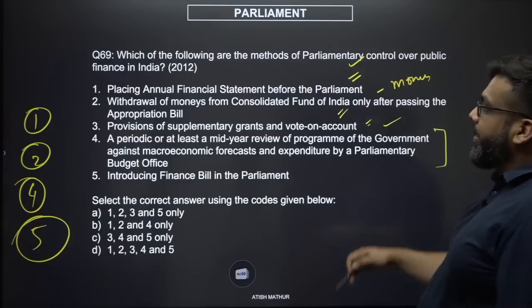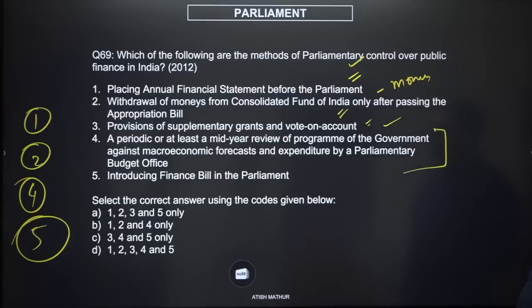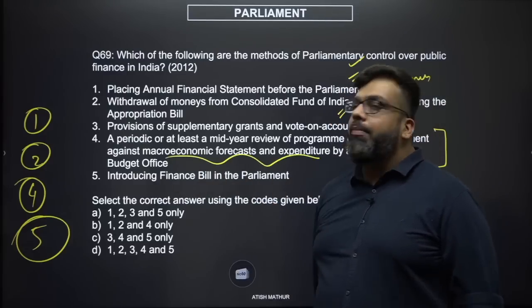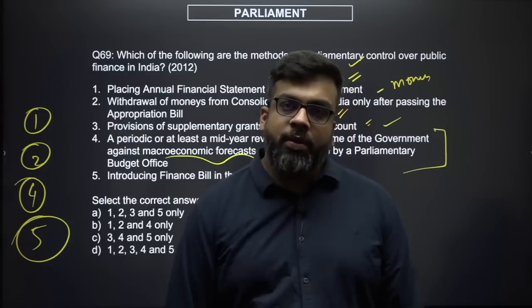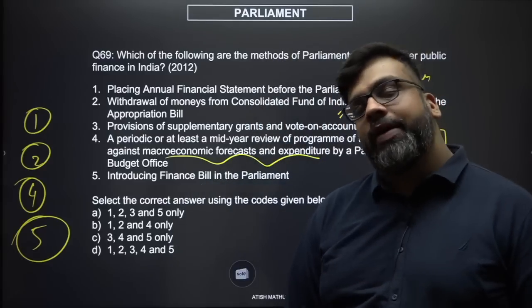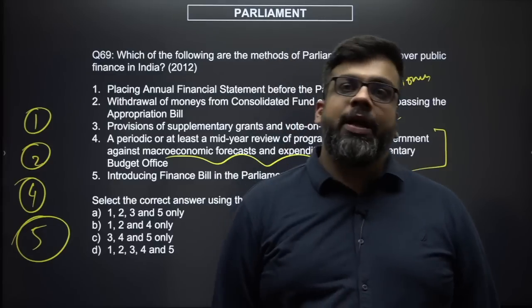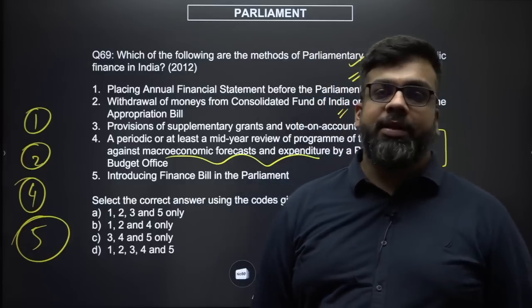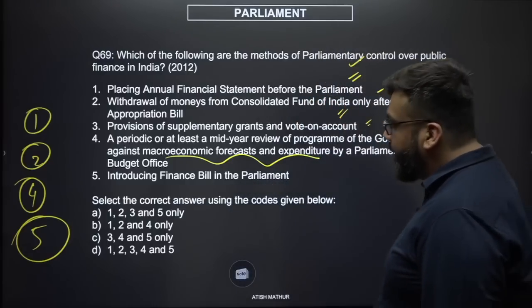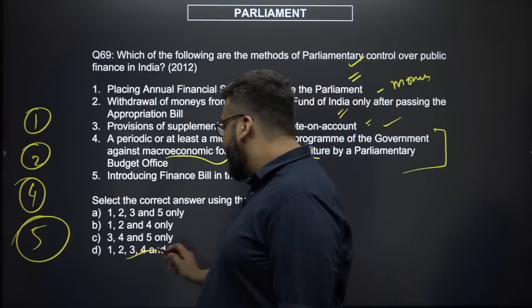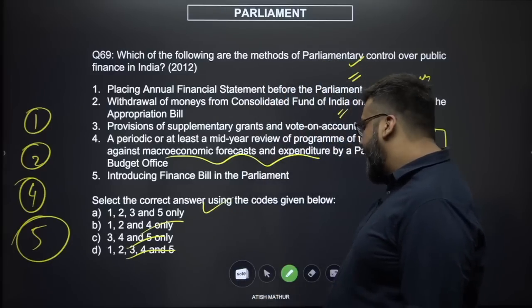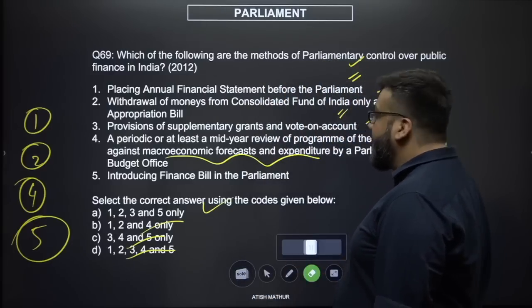This sounds too vague. A periodic or at least a mid-year review program of the government against macroeconomic forecasts. Macroeconomic forecasts by who? Because 5 different people will have 5 different forecasts. Your macroeconomic forecast by the government is always great, but anything which is not the government is always worrying. So 4 cannot be true. So any option which has actually 4 in it can be eliminated. Your answer would be A, 1, 2, 3 and 5. Look for the meaning of the words.